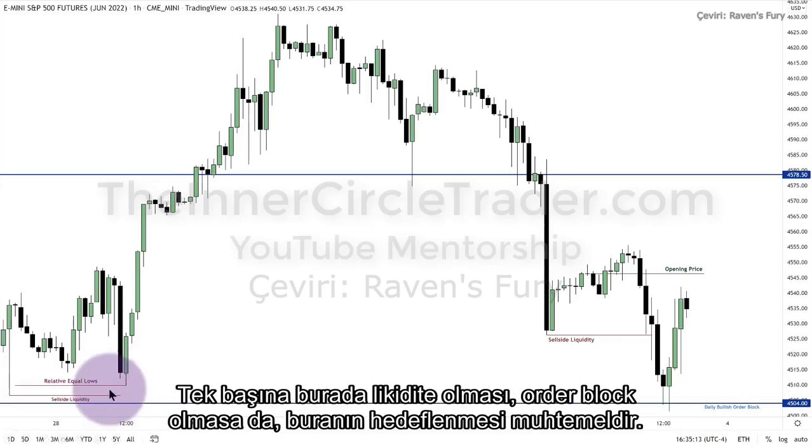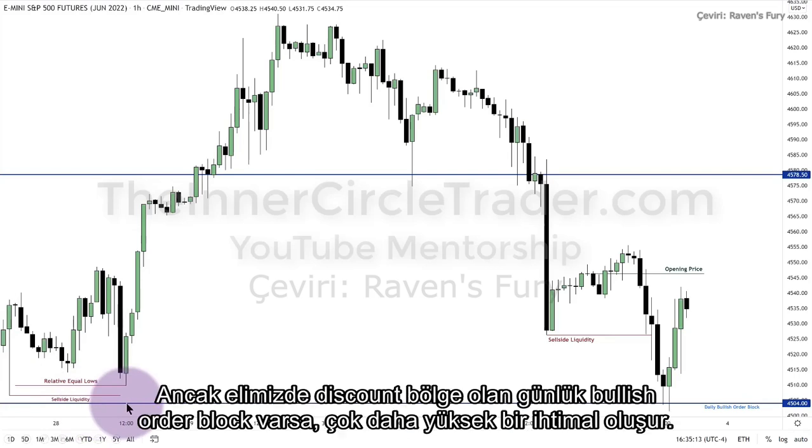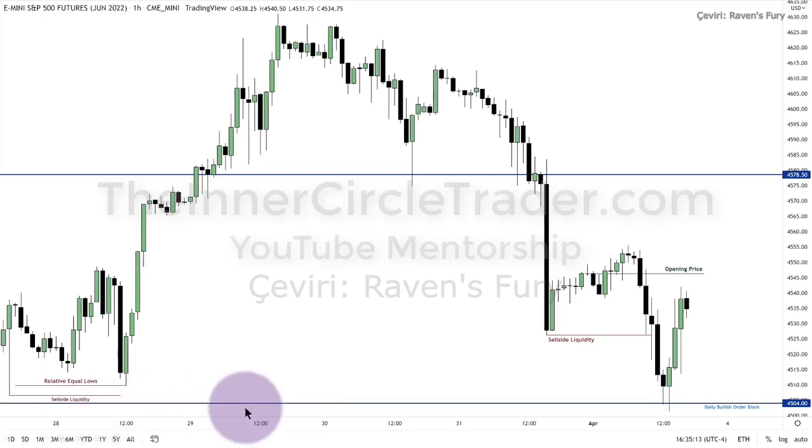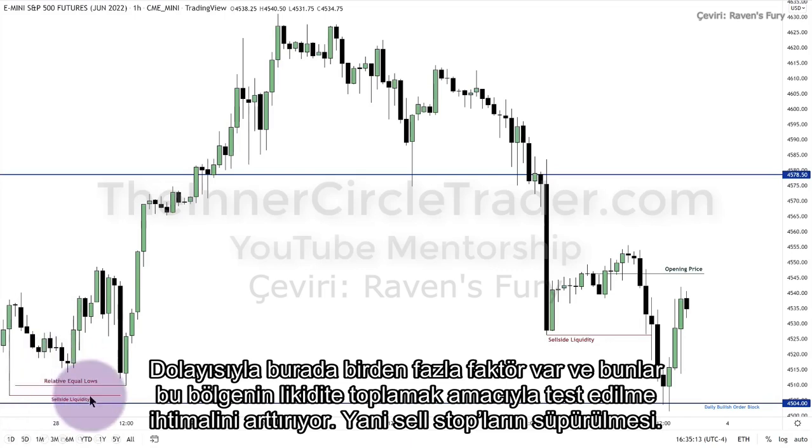The idea of liquidity resting below here by itself without the order block is likely, but it's further likely if we have a discount array, which is that bullish order block on the daily chart. So we have multiple factors here leading to the likelihood of this area being probed for the purpose of pairing liquidity, the sell stops basically being raided.